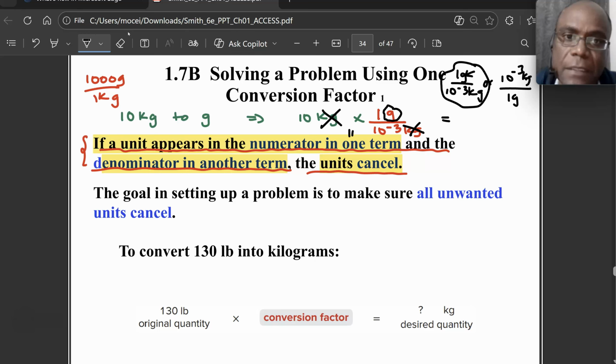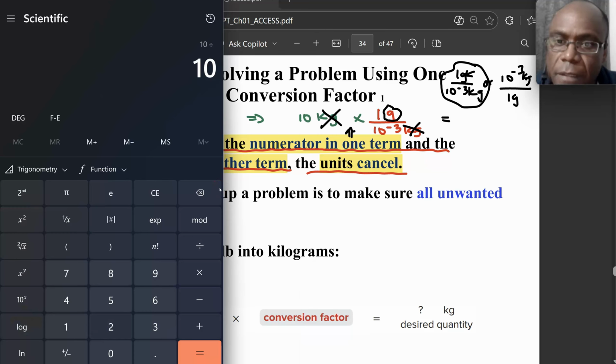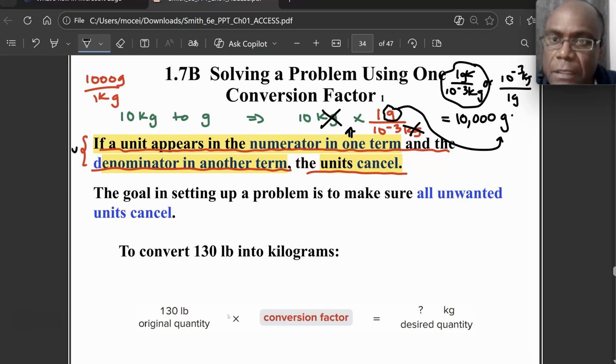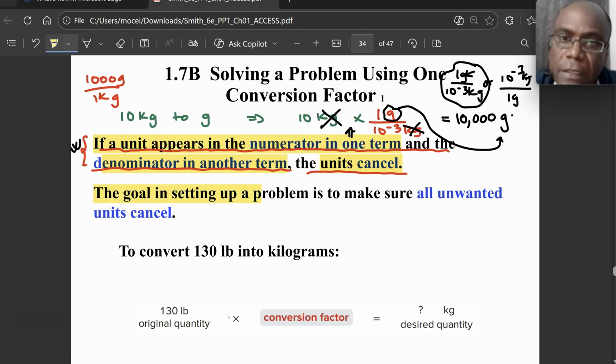So I'm showing you just what this statement means, and let's see what the answer would be. 10 divided by 0.001. 0.001 is just 10 to the power minus 3, and it's telling me the answer is 10,000 grams. So you see this unit survived. That's what this statement is saying. The goal is setting up the problem in such a way that all unwanted units cancel out, just the way I canceled my kgs up there.